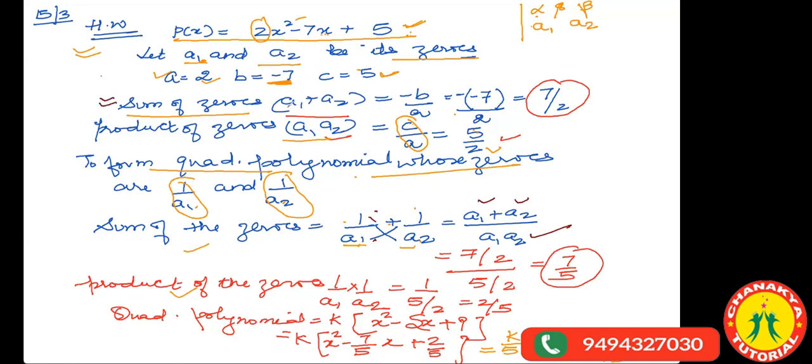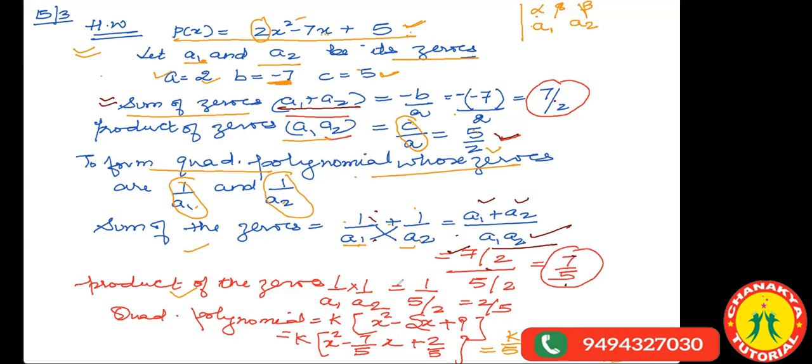Now from earlier we have calculated the sum of the zeros, a1 plus a2, is 7 by 2. So just put the value 7 by 2 here. Then the value of a1 into a2, the product of the zeros, 5 by 2, just put here. The 2s will cancel each other. Then your sum of the zeros will be 7 by 5.